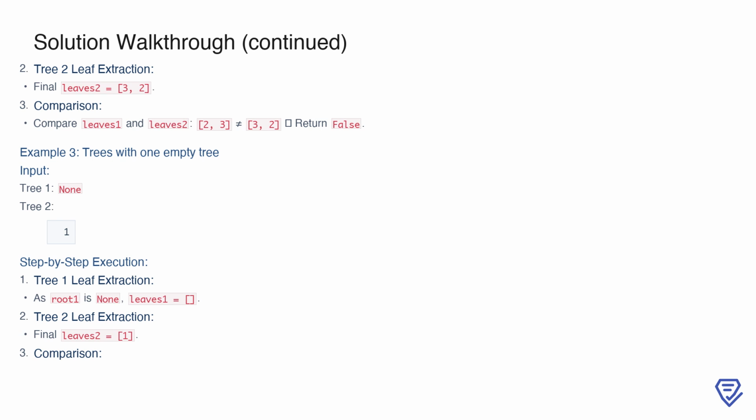As a final example, let's analyze the case where one of the trees is empty. Tree 1 is none, while tree 2 consists of a single node with value 1.